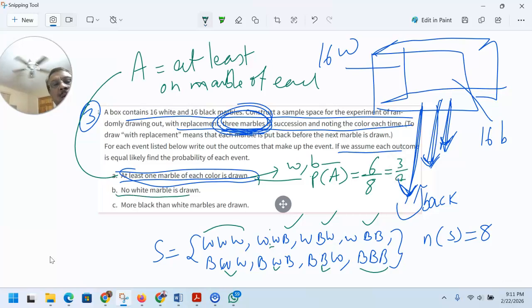The next is no white. It is all black. So there is only one black, one outcome. So we can write directly this as 1 out of 8.